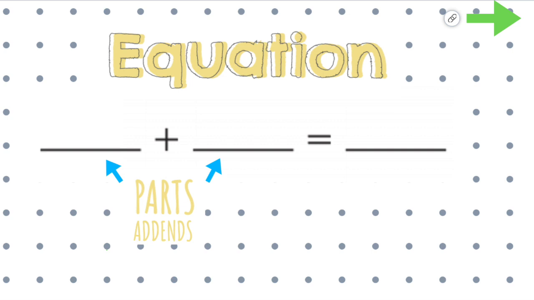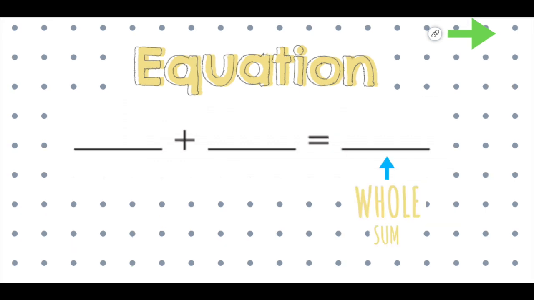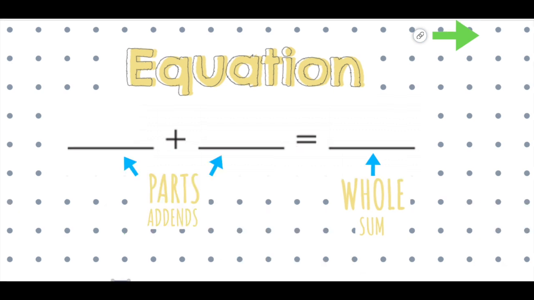On one side of the equal sign, we have parts, or addends. It's where separate numbers are put together. And on the other side, we have a single number called a whole, or a sum, that is the value of the other two numbers from the parts side. An equation is balanced when both sides are equal or the same as each other.